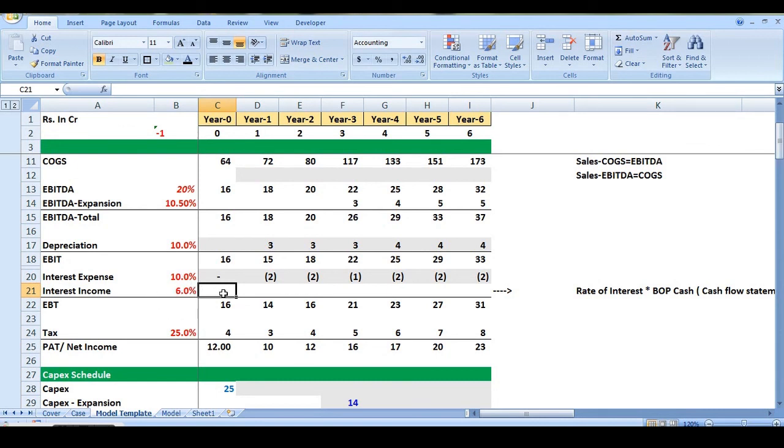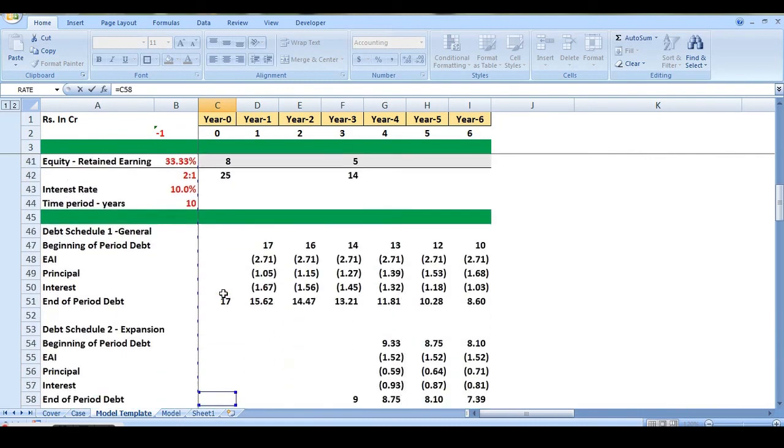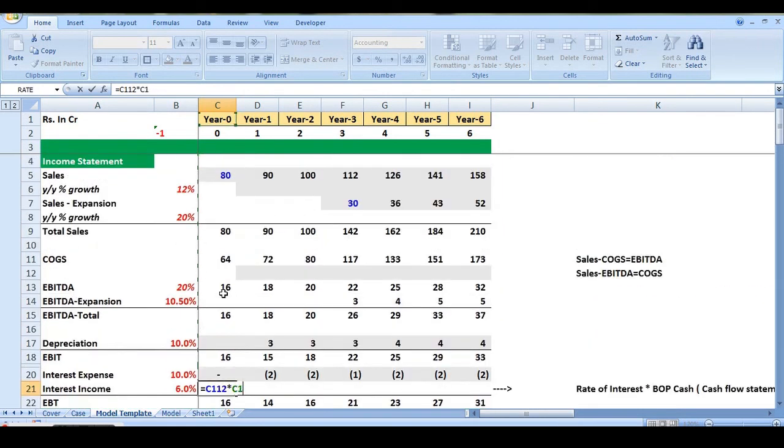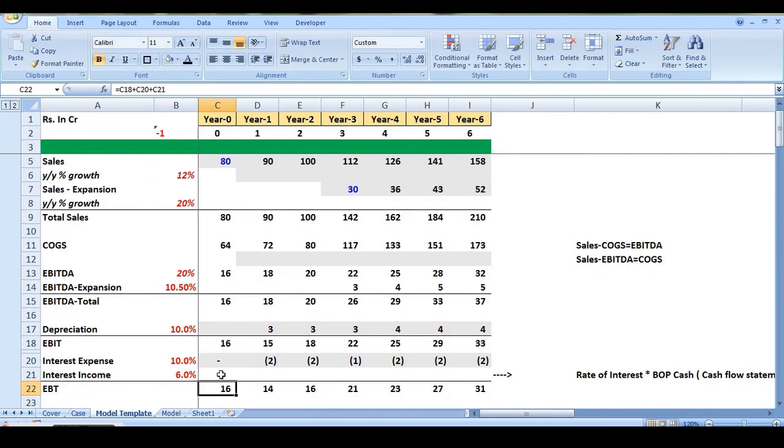And now as we have beginning of period balance, we will simply go to beginning of period balance in the cash flow, multiply it with the interest rate. Now interest rate we want to keep constant. So we enter it. Now for year 0 it is 0 because there is no beginning of period balance.